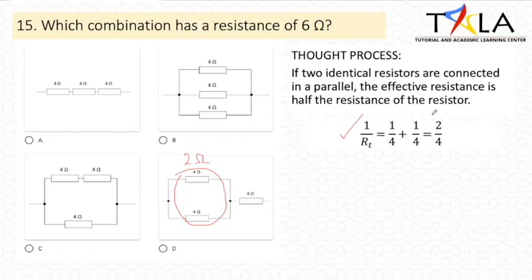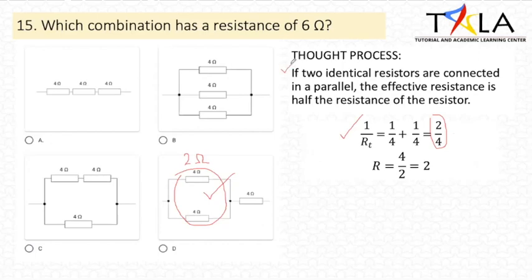Okay. Ito na ba yung final answer natin, yung total resistance nito? 2/4 na ba yung total resistance? Pwede pa pong isimplify. No. So, kailangan pa natin kunin yung reciprocal ng 2 quarters para makuha talaga natin yung total resistance ng parallel circuit, which is 2. Okay? So, diba?